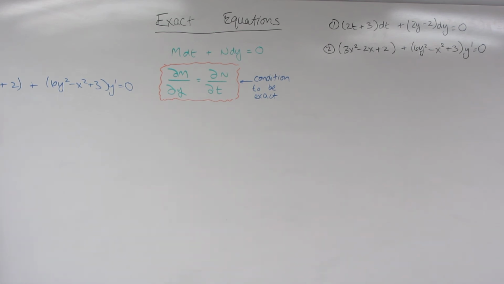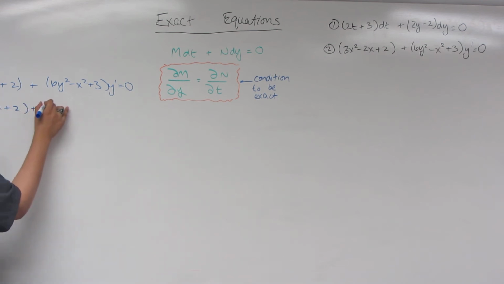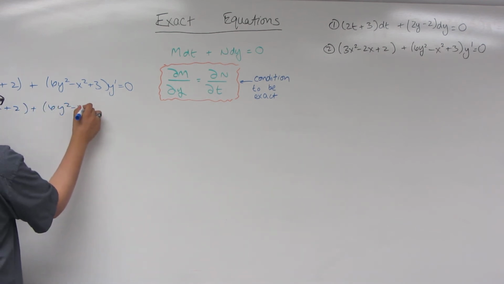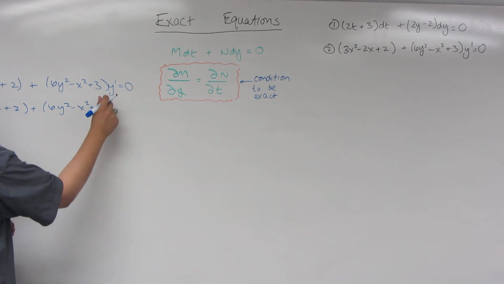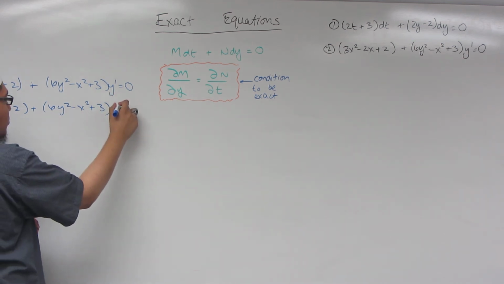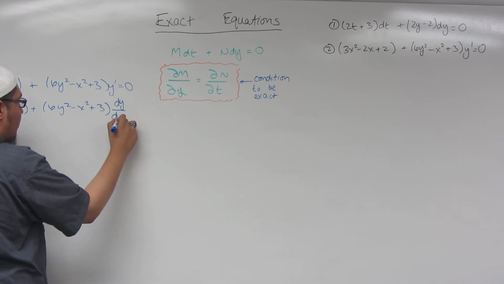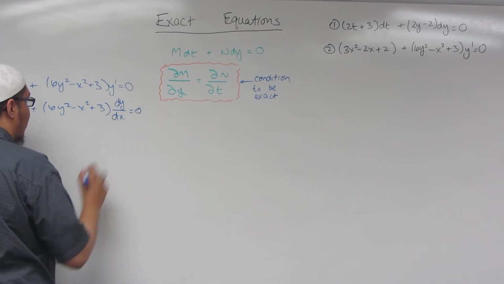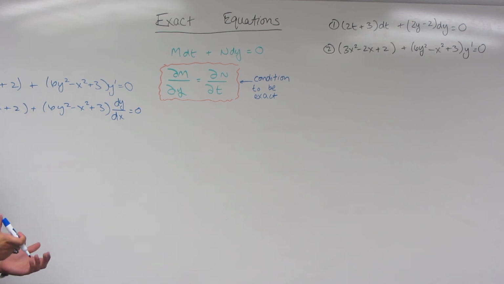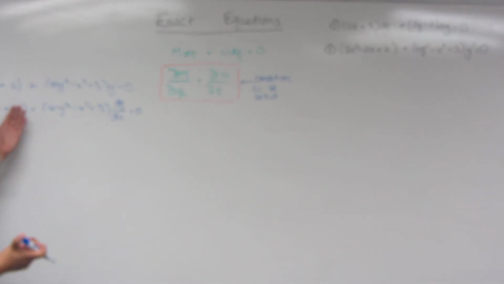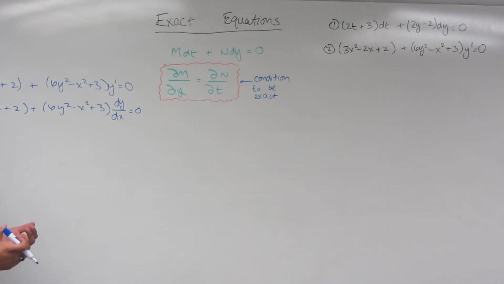It's a little bit different, and here's how we can get it into the correct format. Let's say 3x squared minus 2x plus 2 plus 6y squared minus x squared plus 3. Now, y prime, in this case, we can write it as dy with respect to x is equal to 0. Now, why is it that in the previous example I used t and here I use x? Well, x seems to be the independent variable in this case.